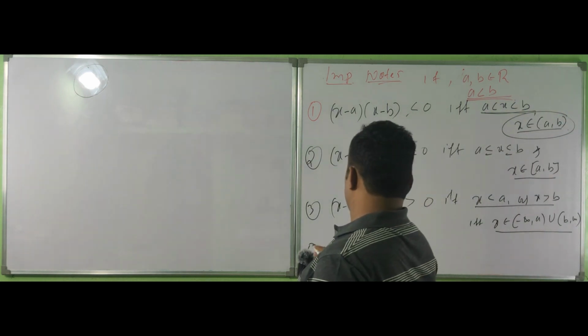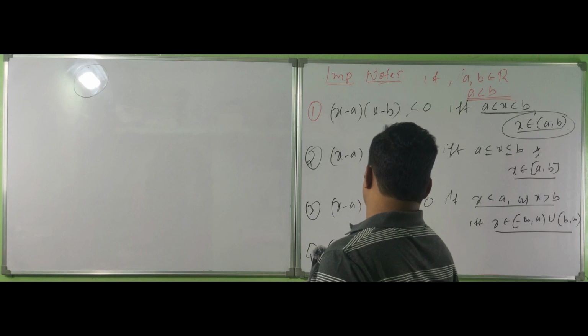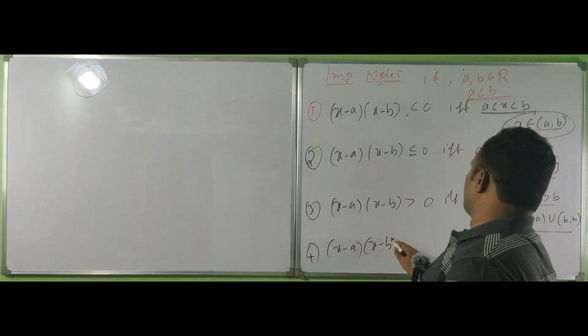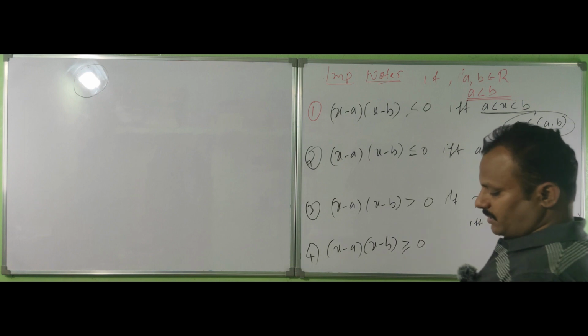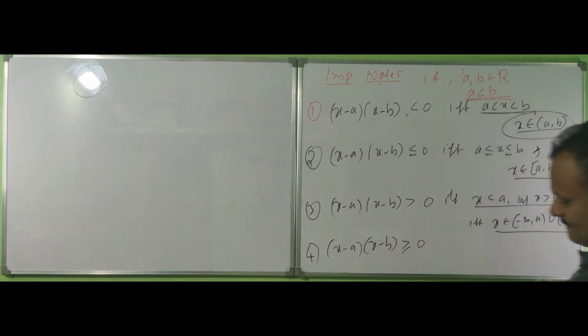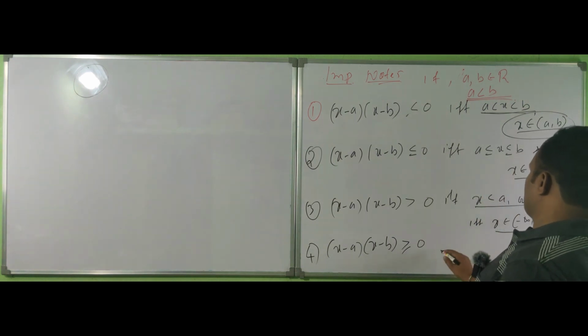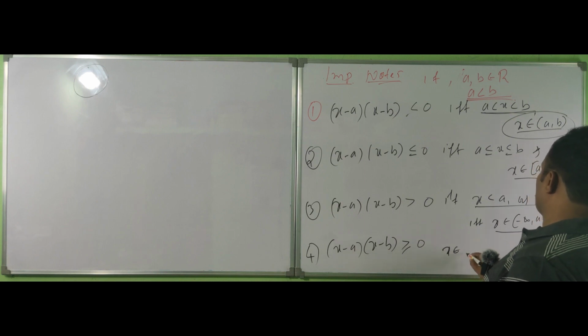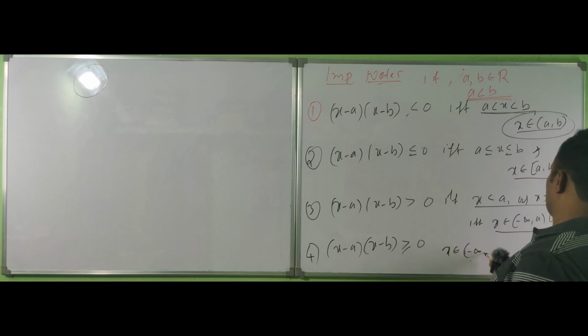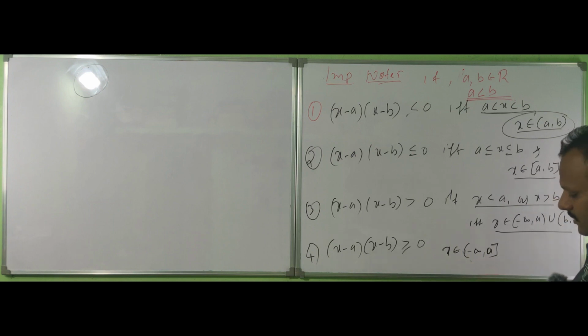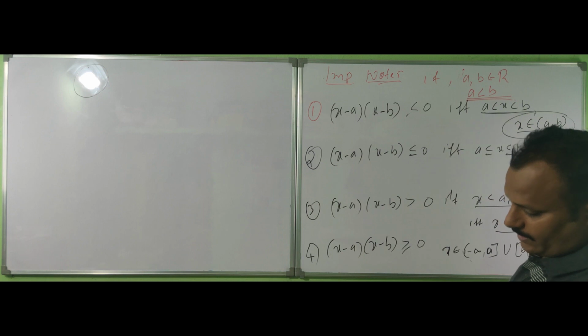Fourth one: x minus A into x minus B greater than or equal to 0. Similarly, x belongs to minus infinity to A union B to positive infinity. This is the fourth.